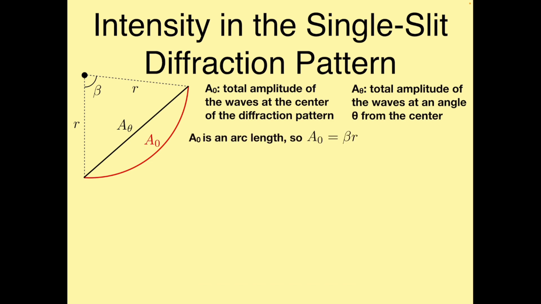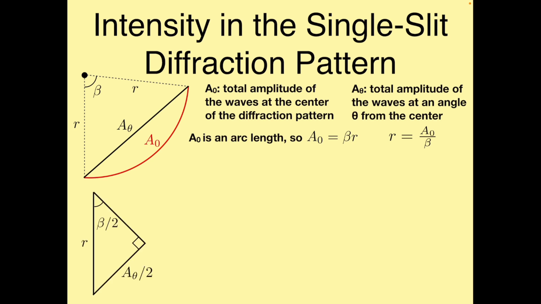So A0 is an arc length. So we can calculate that arc length just by multiplying the angle beta times the radius r. So A0 is beta times r. Okay, the angle times the radius gives you the arc length. Now, we can use that to solve for r. So the radius of our circle would therefore be A0 divided by beta.